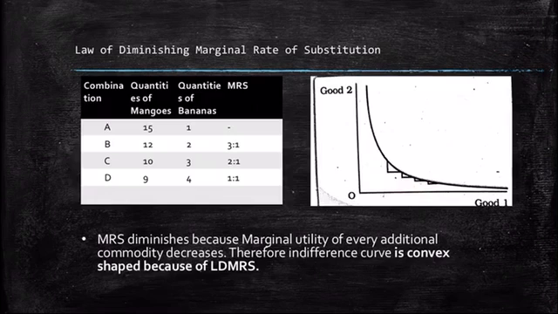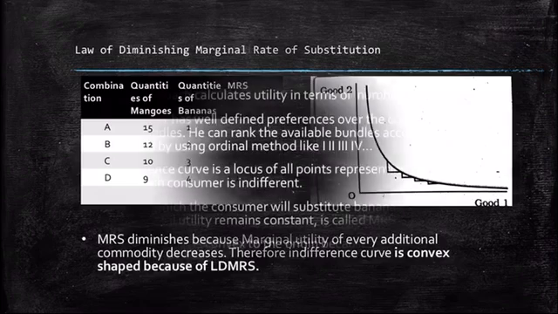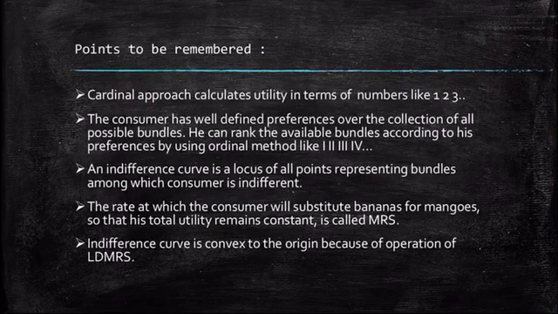Okay, students. So here we have come to the end of this session. Today's session we have discussed the cardinal utility approach, which studies utility and expresses it in terms of numbers. But it was widely criticized by many economists because inner happiness cannot be expressed in terms of cardinal numbers.